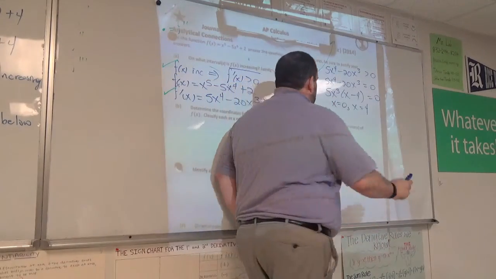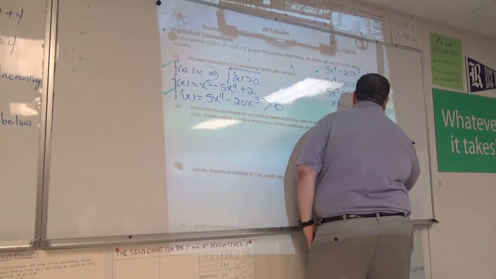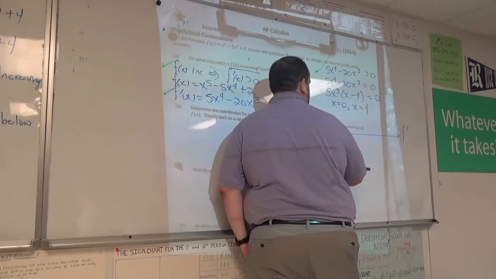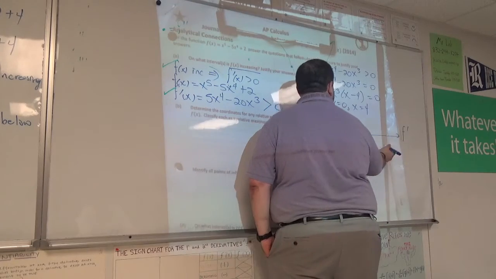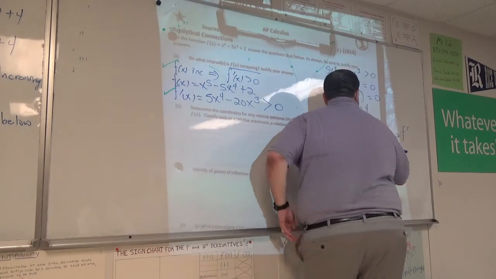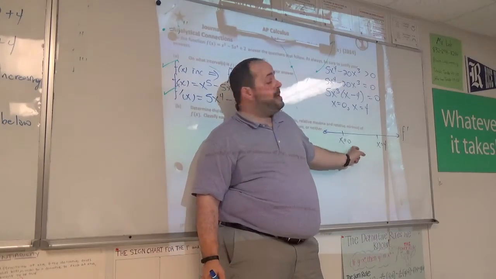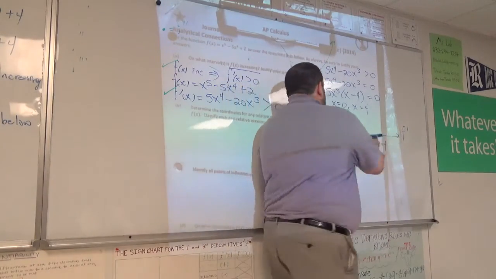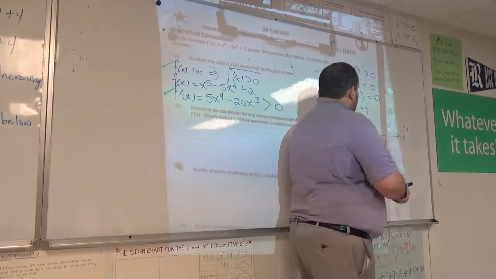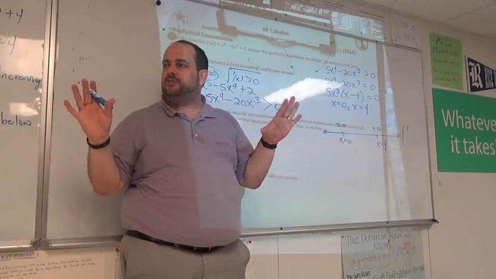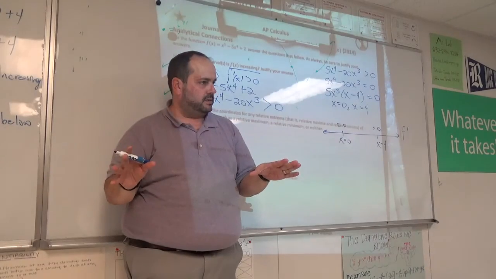What I'm going to do is make a number line, and I'm going to call my number line f prime. At x equals 0 and x equals 4, those are the values I'm going to place on my number line. Because at 0, my first derivative is 0. At 4, my first derivative is equal to 0. The first derivative is 0 at those two places.